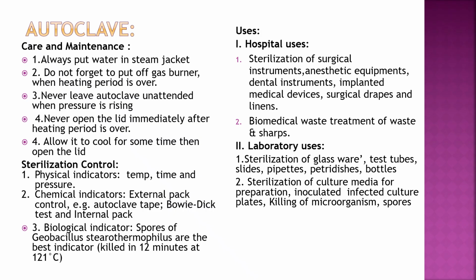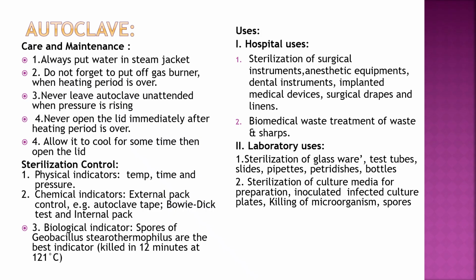Sterilization control: physical conditions like temperature, time and pressure; chemical indicators like external pack control, that is autoclave tape, or the Bowie-Dick test, or internal pack control. The biological indicator: spores of Geobacillus stearothermophilus are the best indicator, in which the spores are killed in 12 minutes at 121 degrees Celsius.